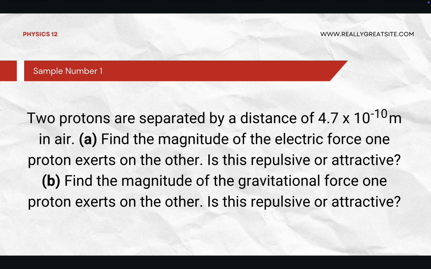Our first sample, number one: two protons are separated by a distance of 4.7 times 10 raised to negative 10 m in air. A is to find the magnitude of the electric force one proton exerts on the other. Is this repulsive or attractive? Letter B is to find the magnitude of the gravitational force one proton exerts on the other. Yung letter A, gagamitin natin yung F sub E, and then yung letter B, yung F sub G. Sasabihin din natin kung repulsive siya or attractive.